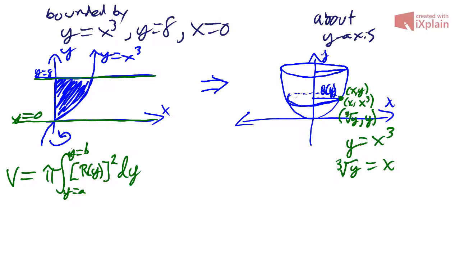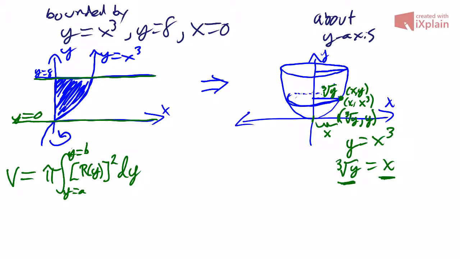So now what's the length of that line? What's the radius? The radius is going to be the cube root of y. We can make sense out of that because it's the length from here to here, and that length is x. But we said we wanted x in terms of y, so that's why we write the cube root of y.